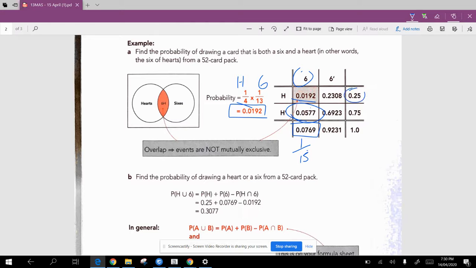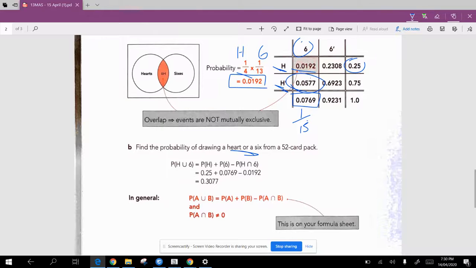These probabilities here, of course: the probability of getting a heart is 0.25. The probability of not getting a heart is 0.75. So the probability of drawing a heart or a 6 from a 52 card pack is a probability.